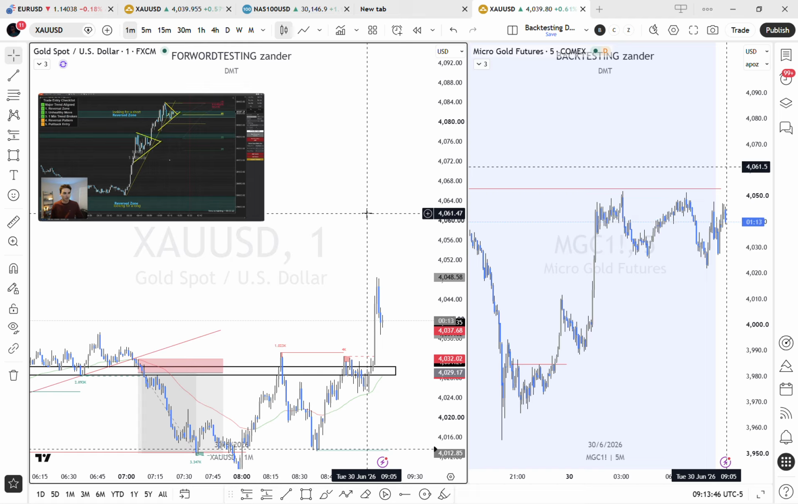So I want to try and avoid that. It's just going to continue higher, respecting that uptrend right now that we're in.